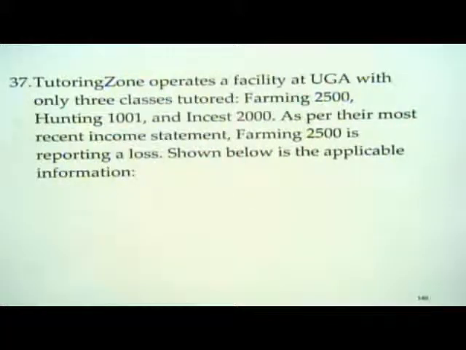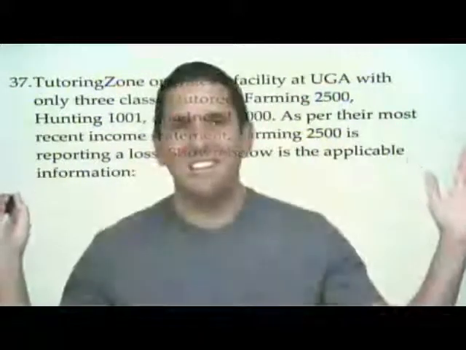Let's take a look. Tutoring Zone operates a facility at the University of Georgia with only 3 classes tutored: farming 2500, hunting 1001, and incest 2000. Okay? Now, just to point this out, this is kind of funny. I want to make sure we're all abundantly clear on this. That's all brass tacks, guys.